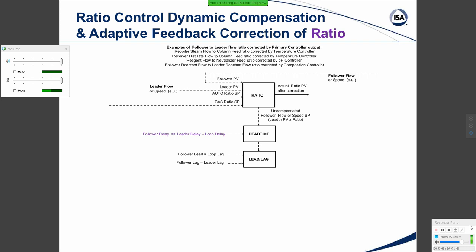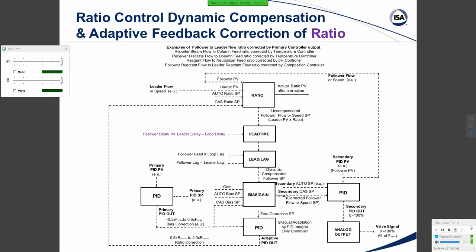of the ratio, which means the PID, that's trying to take care of the process variable of interest, is doing a bias set point correction. And so what's left for adaptation is the ratio set point. And here we show the primary PID being on the left there for the process controller, making that bias correction. And it's doing it by changing, in the bias and gain station, the cascade bias set point. And the output of the bias and gain station becomes the cascade set point of the secondary flow or speed controller.